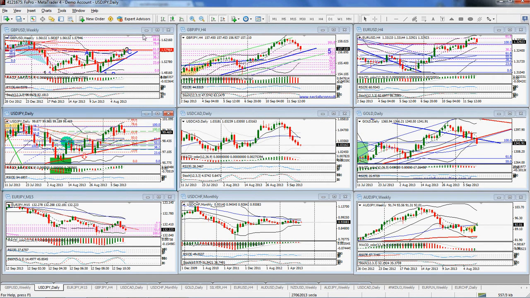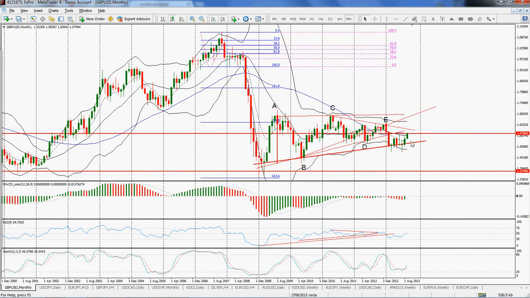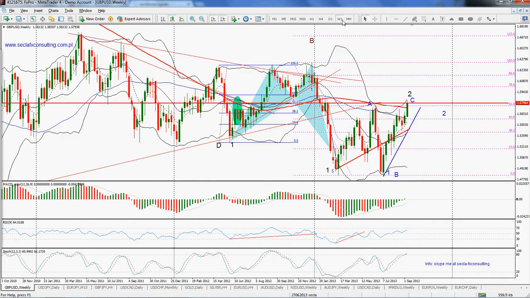Okay, and now the Great Britain pound in USD. That's the monthly candle which currently reacts to those tops here. On the weekly chart, I have already once explained it. This is the 5 waves impulse. That might still be a correction. It's a big A and a big C.